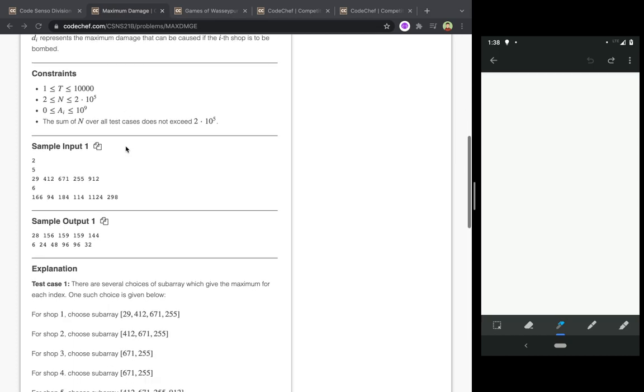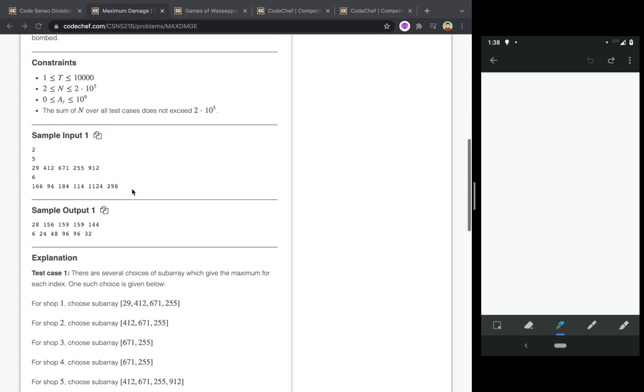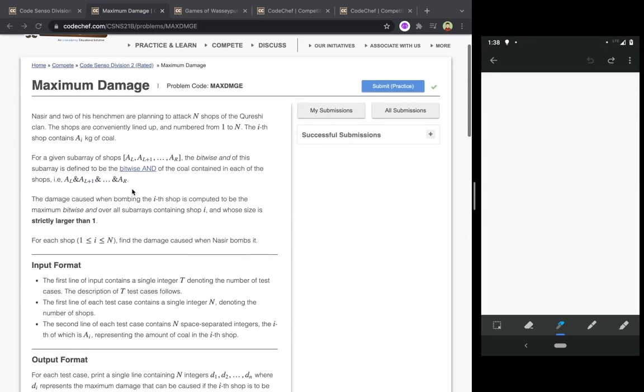So the summary is: you have to find the subarray which has the maximum bitwise AND, and it should contain that element. For every element, we have to find a subarray containing that element which has the maximum bitwise AND. And the subarray size should be strictly larger than 1.